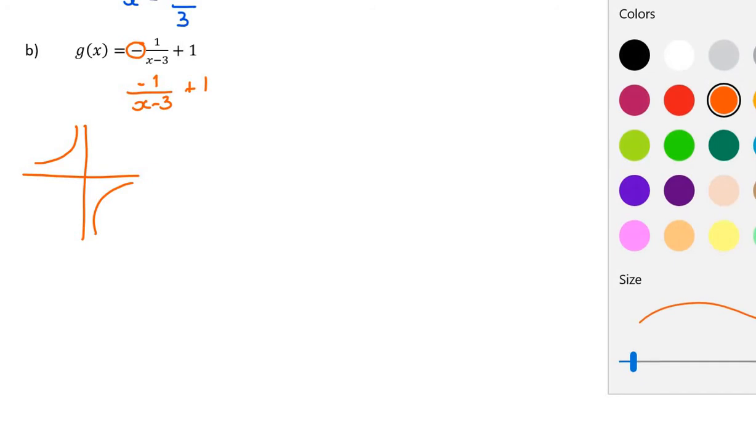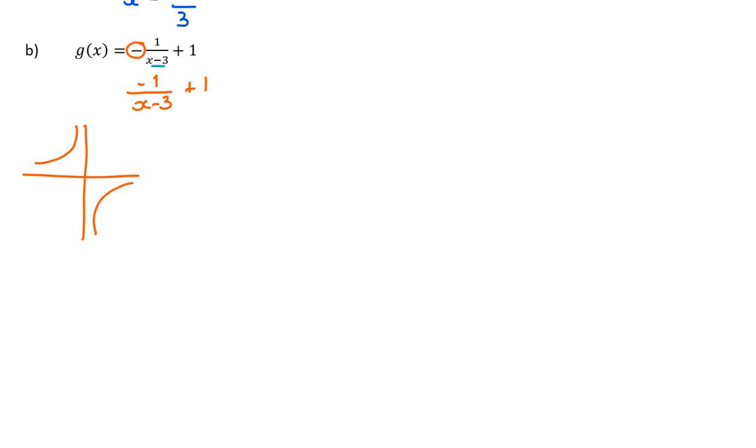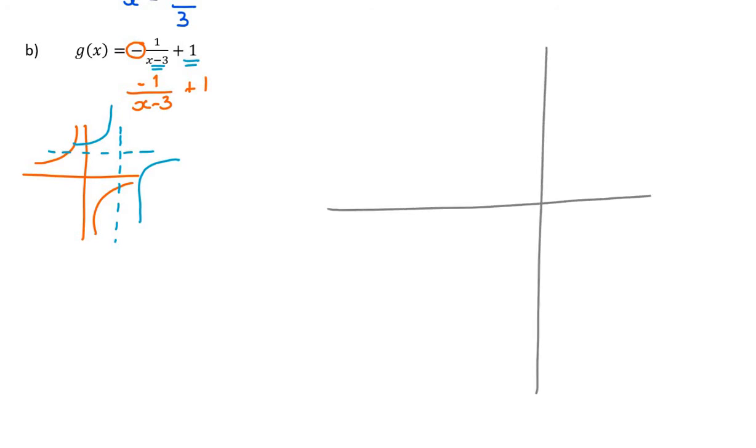But if I have a look at this, I moved 3 units right, so my asymptote is going to be there, and 1 unit up, so my asymptote is going to be there. So my branches will be there and there. So immediately I can go and start drawing my drawing, and then I'll work out my intercepts in a second in order to label them.